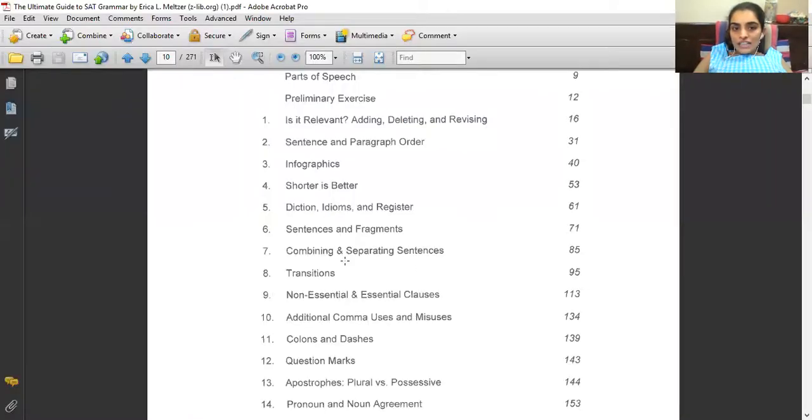So we started with sentences and fragments. We did combining and separating sentences. Then there's transition. That's continuous, contradictors, whatever, right? I'm not going to go over that. But I'll start with essential and non-essential clause, which is right here. Or I can see this. So here, this is the one. This is the one that I'm looking for.